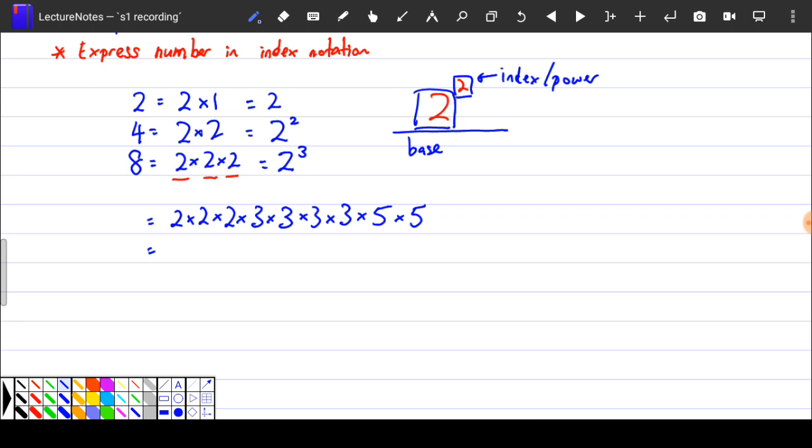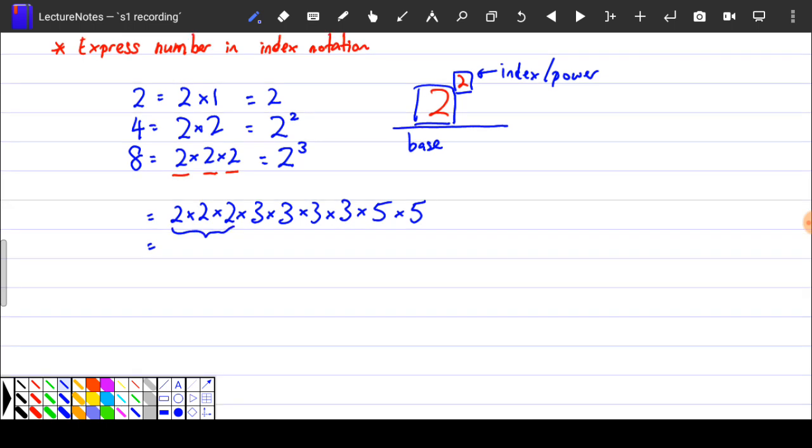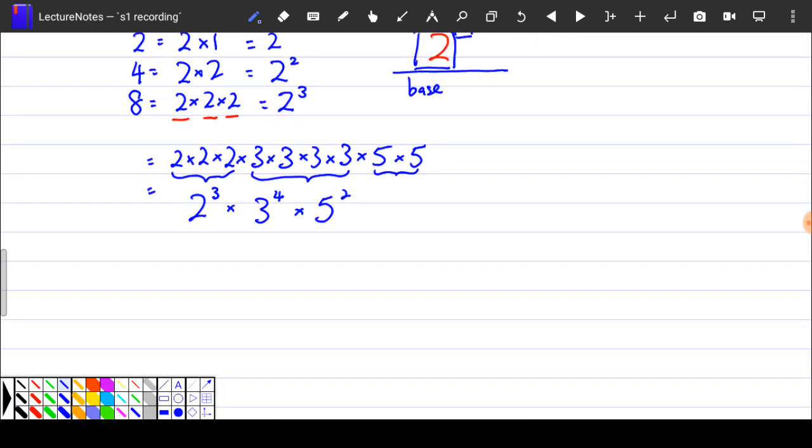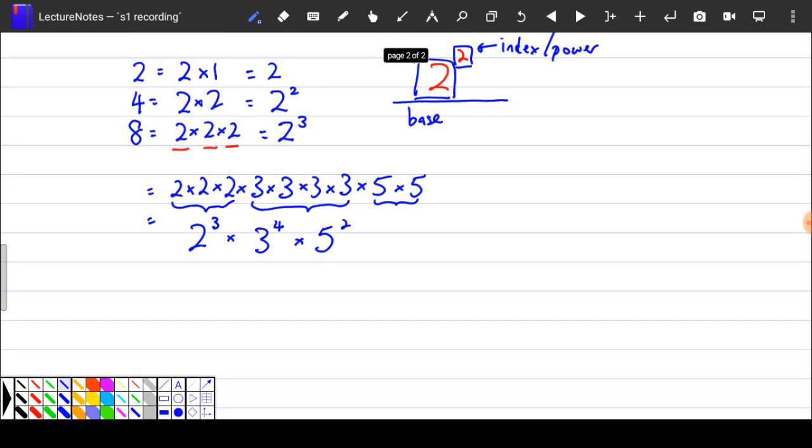Pause the video and you try now, and you realize that this is actually, look at the 2. There are 3 2's altogether, so we can say this is 2 to the power of 3 times, look at the 3 again, this is 3 to the power of 4 times 5 to the power of 2. So in this case we can shorten the number of numbers we have to write.